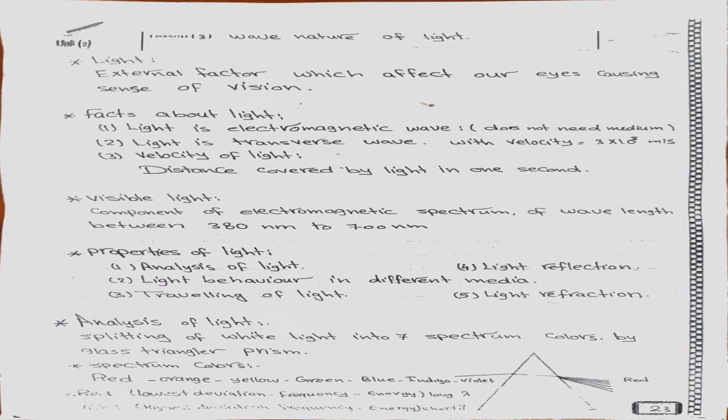While violet has highest deviation, high frequency, high photon energy, but short wavelengths.